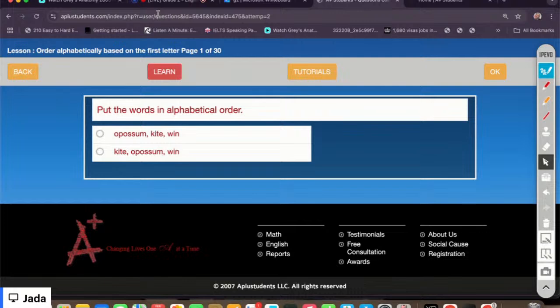So we have opossum, we have kite, and then we have wing. Which is the right order for this? Okay, you can tell me.